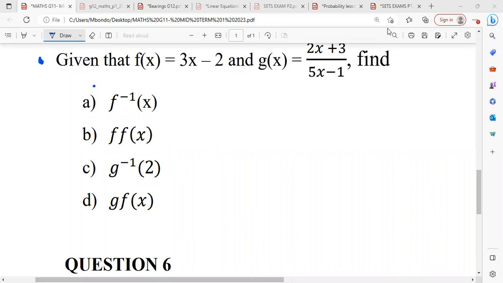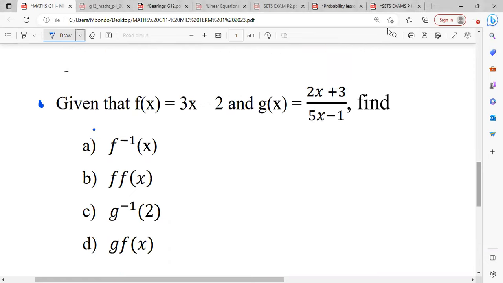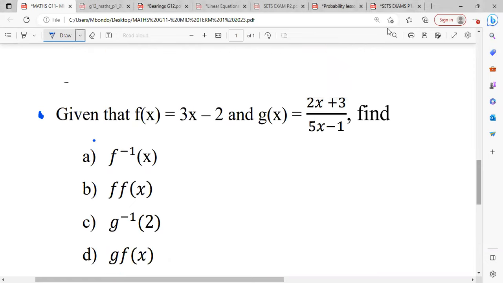Welcome, guys. So we have a question here that we are supposed to consider. You expect this question in your exam, grade 12. These are very common questions.